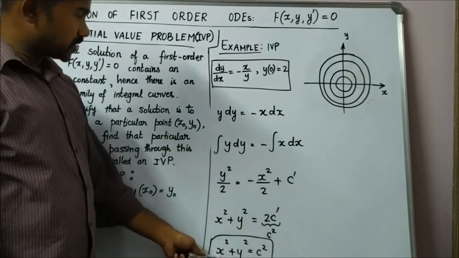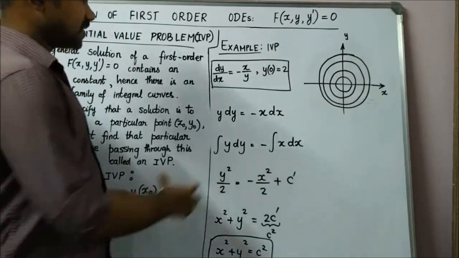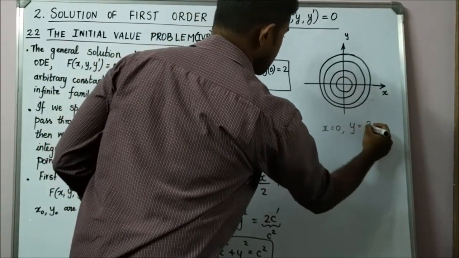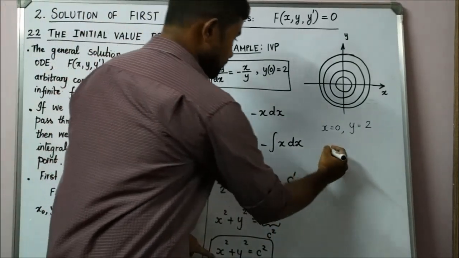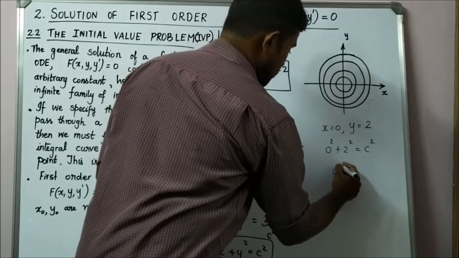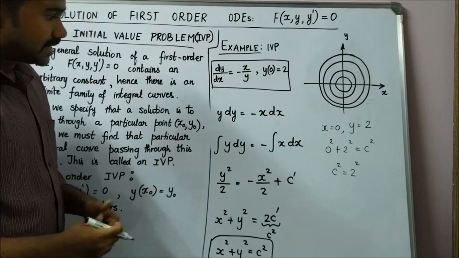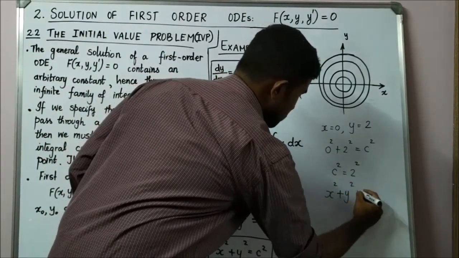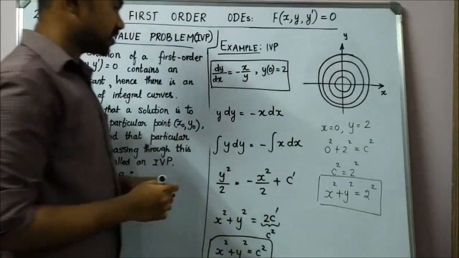Now for this equation to also obey the initial condition, we can substitute the initial condition, that is when x is equal to 0, y should be equal to 2. That's what the initial condition says. So you substitute in the general solution: 0 square plus 2 square equal to c square, and you get c square equal to 2 square, or 4. Hence you get the solution now as x square plus y square equal to 2 square. This should be the solution.